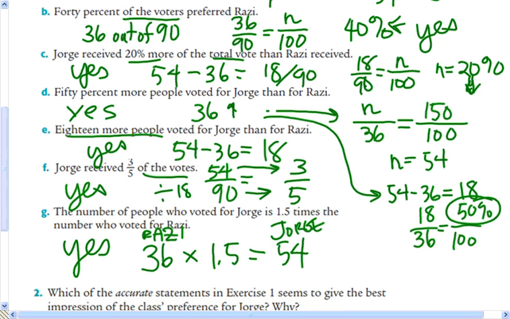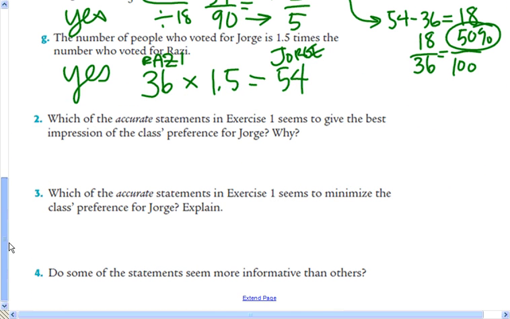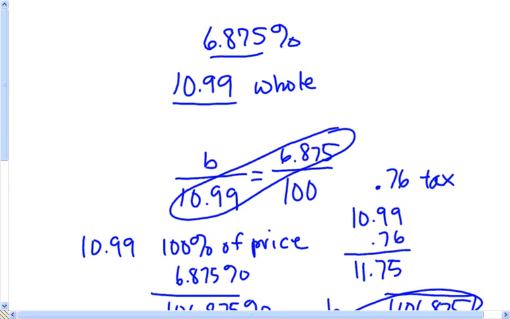All right, so now we have to think, all of these are accurate. Which seems to give the best impression of the class's preference for Jorge? And why? I think that's a good question for us to decide in class. Which of the accurate statements in exercise 1 seems to minimize the class preference? Again, we'll talk about that in class.